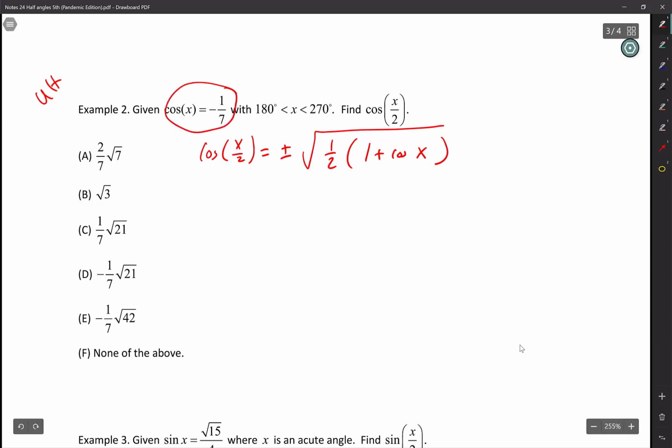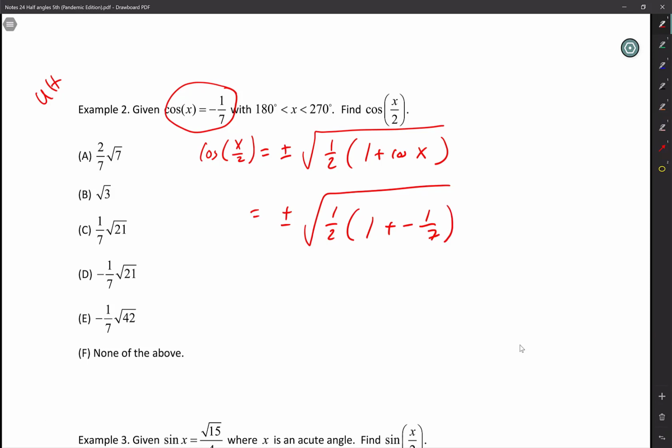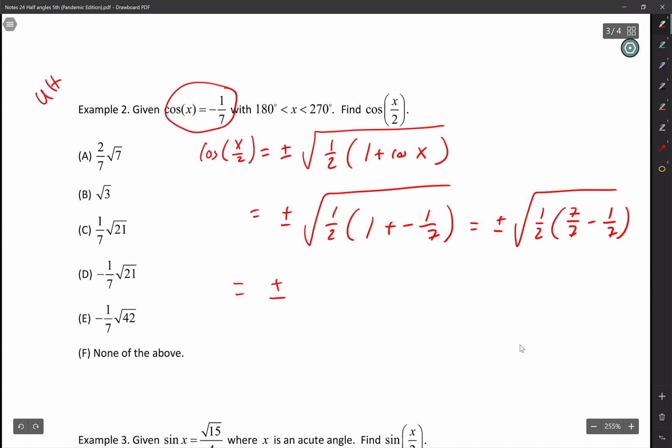They tell me what cosine x is. Plus minus square root 1/2 (1 plus what says minus there). So I'm a minus a negative 1/7. All right. From there, you can just do it by hand, guys. And look, I'm going to go slow. Plus minus square root 1/2. That 1 is like 7 over 7. 7 minus 1 is 6. Keep the denominator. 2 goes into 6 3 times, and I'll slow down.